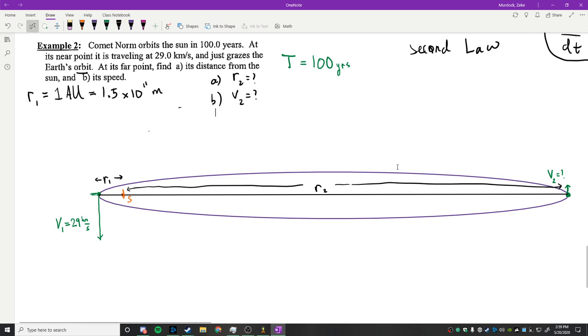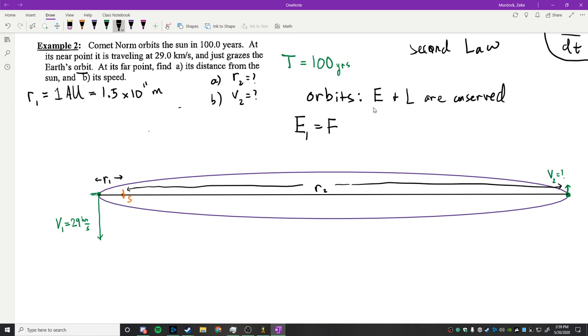So, to solve this problem, we need to think about what's happening. For orbits, there are two things that we know. Energy is conserved, and angular momentum is conserved. These are conserved quantities. That means that the mechanical energy of the orbit at point one has to be equal to the energy of the orbit at point two. And the angular momentum of the orbit at point one has to be equal to the angular momentum of the orbit at point two. Okay?